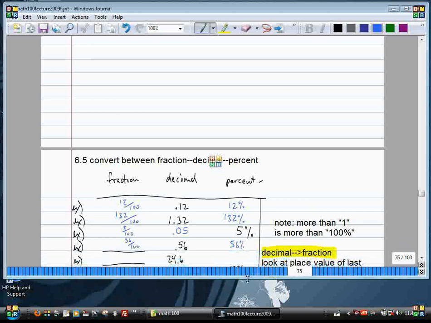24.6. What is that as a fraction? 246 divided by, what place value does it go to? Tenths. So it's over 10. Do you see where that comes from? Because where's the 0.6? What place value is that? It's in the tenths. So we could think of all these things as out of 10. Okay, now what is this as a percent?